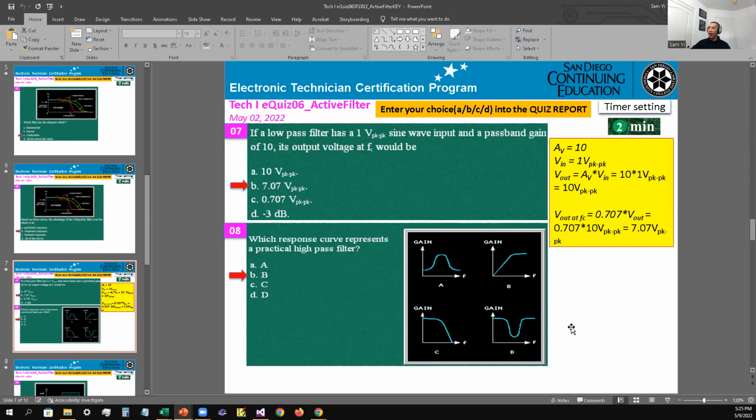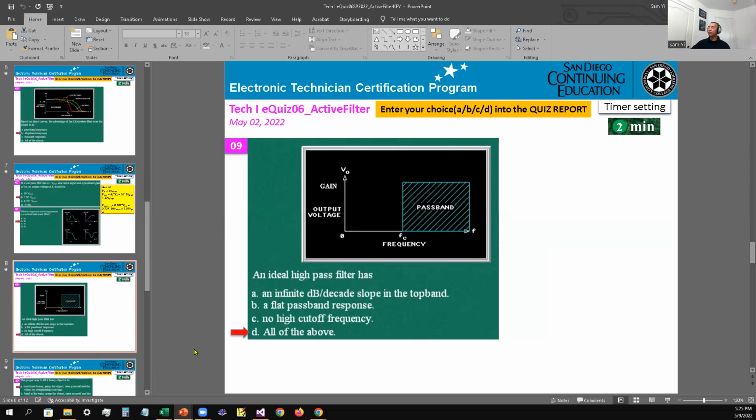Number 8, which response curve represents a practical high pass filter? The practical high pass filter would be this one. The answer is B as in Bob for number 8. Any question on number 7 or 8? Okay, no question. Next set.